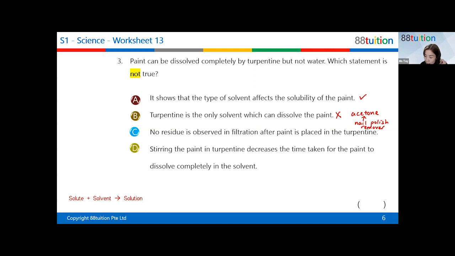Anyway, if you try, it can actually remove. So we can't say that definitely there's only one solvent. Not true.